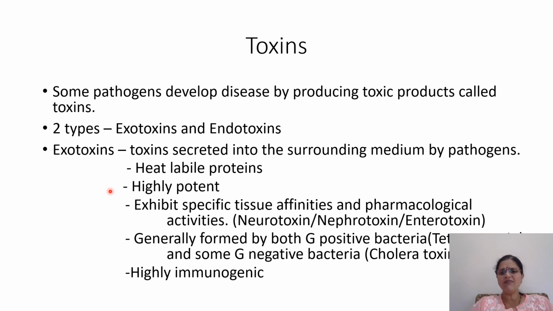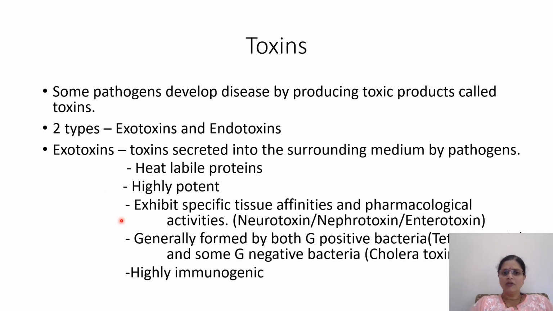What does that mean? Even a very small amount of toxin is enough to cause very high damage to the body tissues. For example, if you see tetanus toxin, which is released by Clostridium tetani, just 1 milligram of this tetanus toxin can kill more than 1 million guinea pigs. And there is another interesting fact here. That is, 3 kilogram of botulinum toxin can kill the whole world population. 3 kg of botulinum toxin. So that is the potency of these toxins. They are very highly potent. They can damage the body tissues in nanogram quantities.